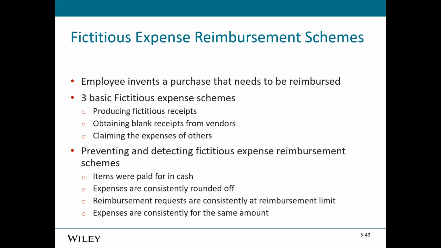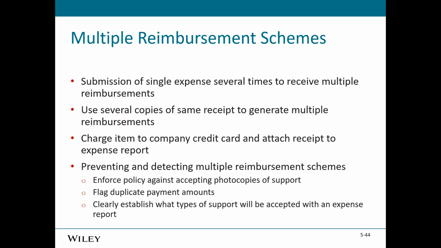We would like to see receipts for everything. We would want to scrutinize things that were paid for in cash rather than using a credit card, because a credit card can be traced back to where that came from. We would want to look for expenses that are consistently rounded off, so always a round dollar amount rather than something in change. So these are other ways that we can prevent or detect these fictitious expense reimbursements.